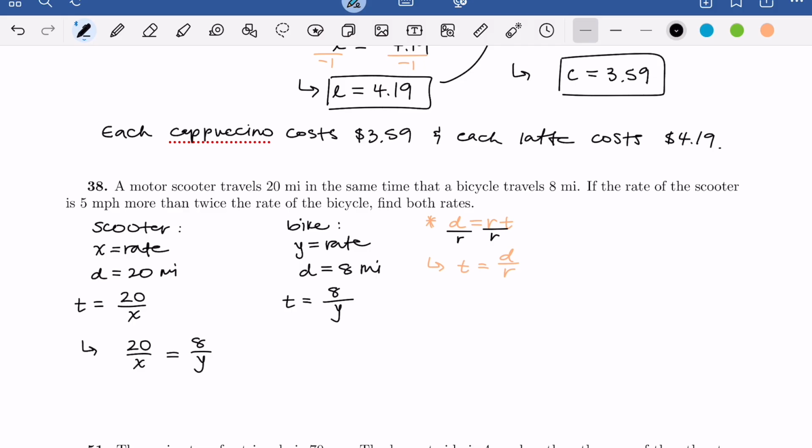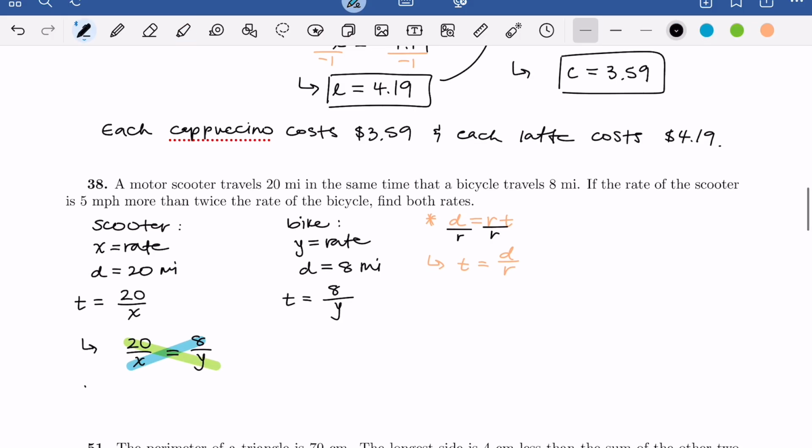So we have 20 divided by x is equal to 8 divided by y. Now, we can work with this equation. However, these fractions here make this a little tricky. Instead, what we can do is cross multiply to simplify this. If we cross multiply, we're going to end up with 20 times y is equal to 8 times x. Now, this equation becomes much easier to work with.